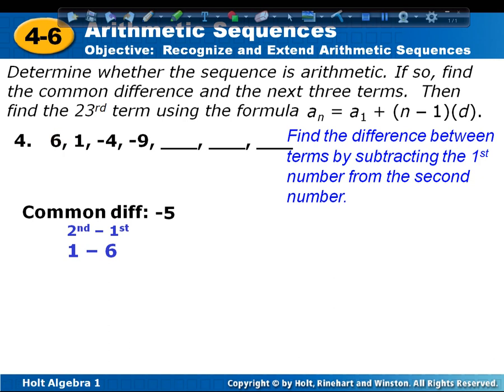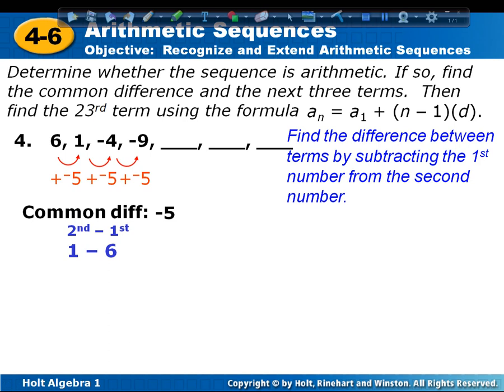So we're going to see if this works on each one. So we're going to say 6 plus negative 5 is 1. 1 plus negative 5 is negative 4. Negative 4 plus negative 5 is negative 9. So this one is arithmetic because I'm adding negative 5 each and every time to get the next term.